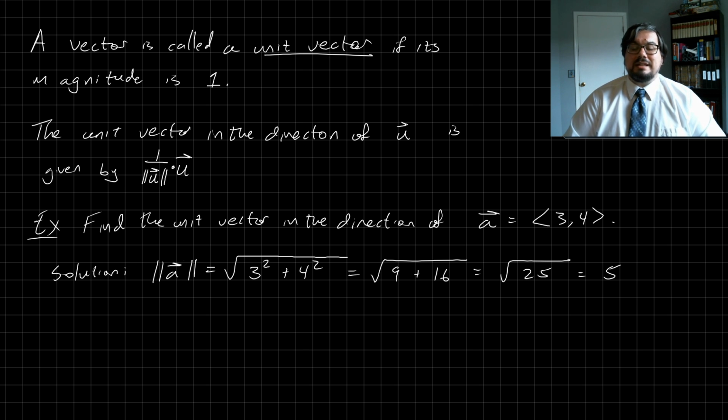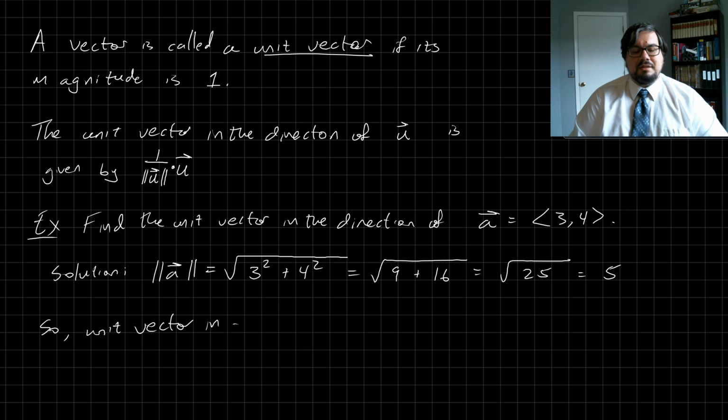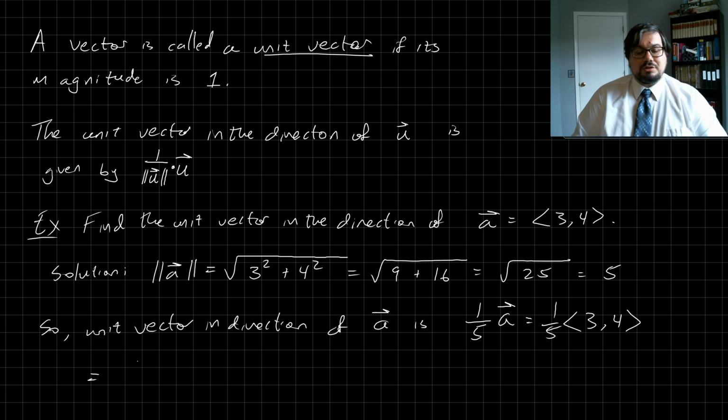Therefore, if we want a vector in the same direction as A, but with a magnitude of 1, we need to take A and divide it by 5. So that means that the unit vector in the direction of A is 1 over 5 times A, which is 1 over 5 times the vector 3, 4, which we can get by multiplying 1/5 by each of the numbers inside. So that's 3 over 5, comma, 4 over 5.